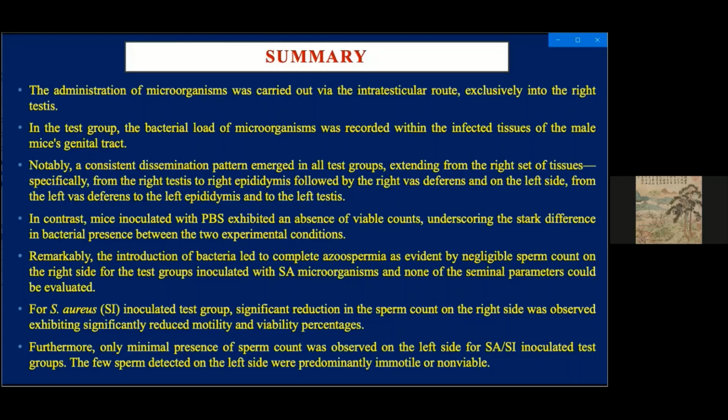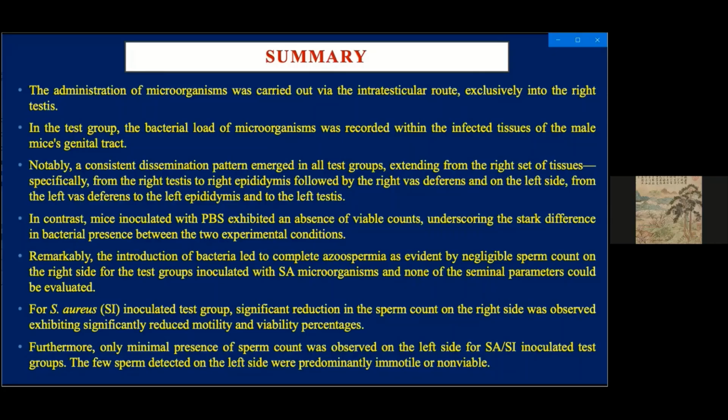The results of the present study can be summarized as follows. The administration of microorganisms was carried out by the intertesticular route exclusively into the right testes. In the test group, the bacterial load of microorganisms was recorded within the infected tissues of the male mice genital tract. Notably, a consistent dissemination pattern emerged in all test groups, extending from the right testis to the right epididymis, followed by the right vas deferens, and on the left side from the left vas deferens to the left epididymis and to the left testis. In contrast, mice inoculated with PBS exhibited an absence of viable counts, underscoring the stark difference in bacterial presence between the two experimental conditions.